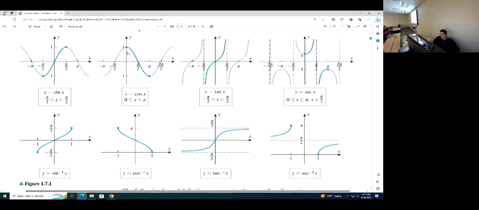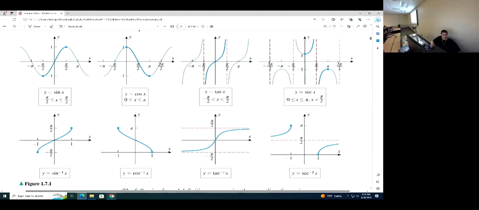Tangent of x is sine divided by cosine. So everywhere cosine is 0, tangent x is undefined because cosine's on the bottom. So all the multiples of pi over 2 here end up being asymptotes on the tangent graph. And secant is 1 over cosine, so it's going to have the same asymptotes.